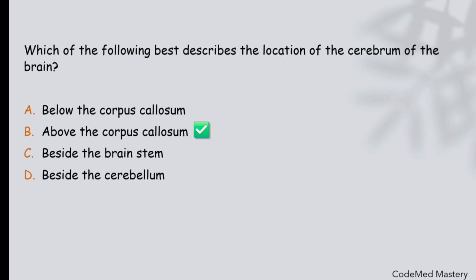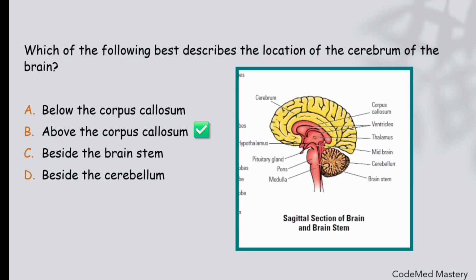If you don't know the answer, you can refer to the anatomical diagram in your coding manuals. That is, in your CPT manual, there is a diagram in page number 461 under surgery nervous system. You can see that the cerebrum is above the corpus callosum. You can refer to the anatomical illustrations in your ICD-10-CM manual also.